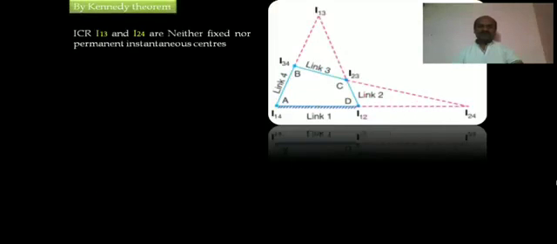Here you can see the remaining ICRs are 13 and 24. These are neither fixed nor permanent type. Now how to locate these ICRs? Before that, as we discussed in the previous slide, I14 and I12 are the fixed ICRs because these are nothing but the pin joints of the fixed link. I23 and I34 are the permanent ICRs.